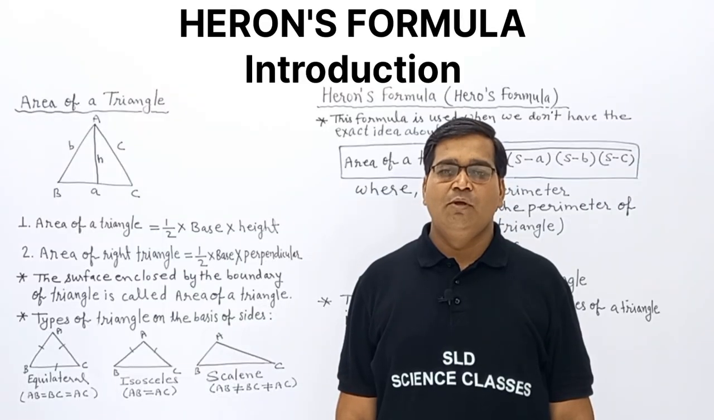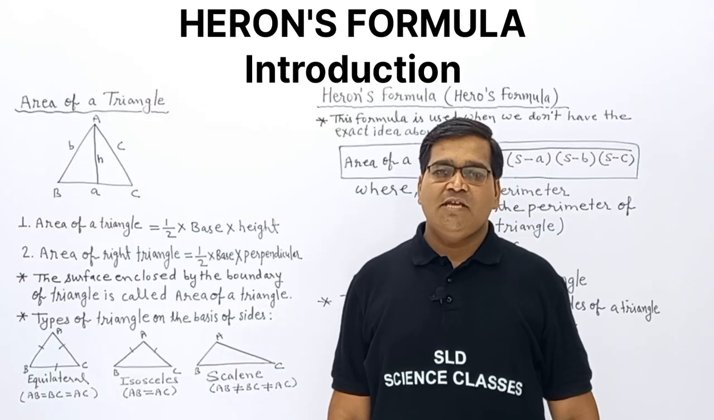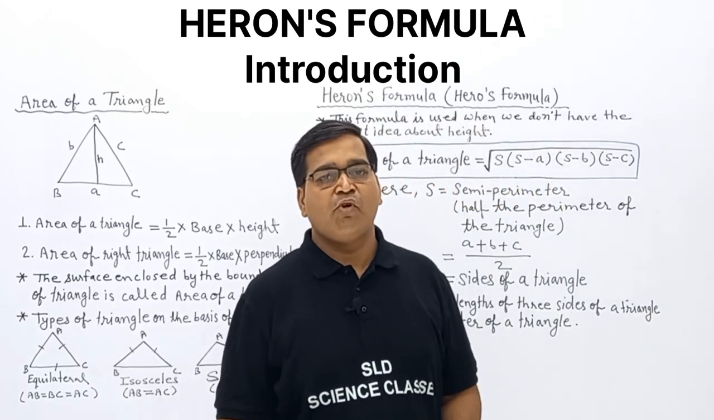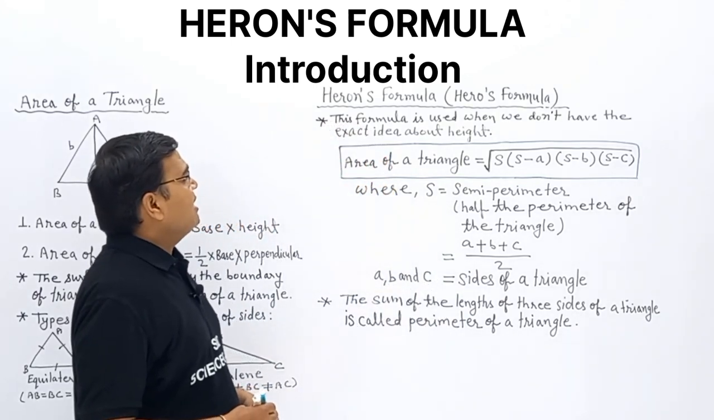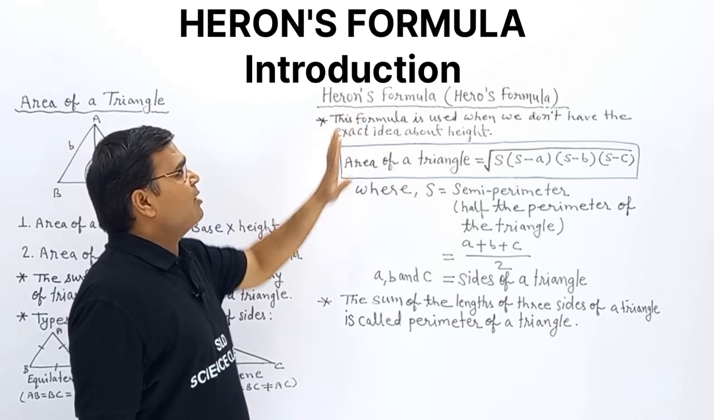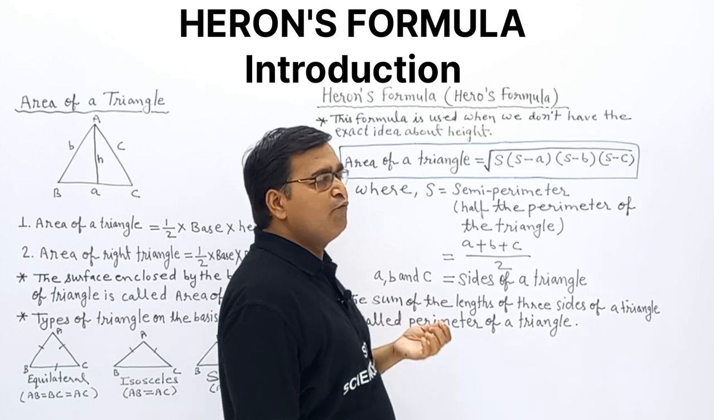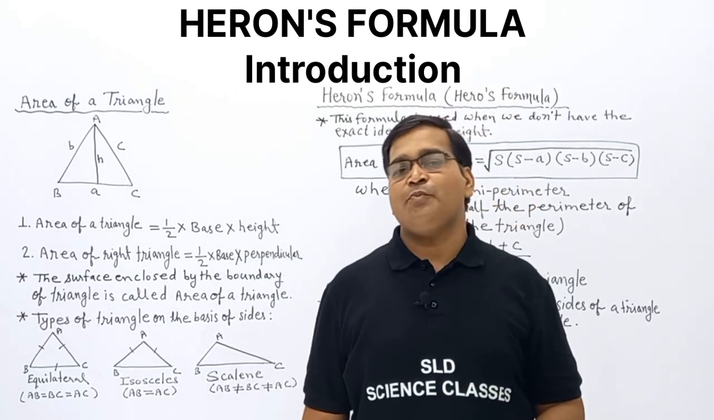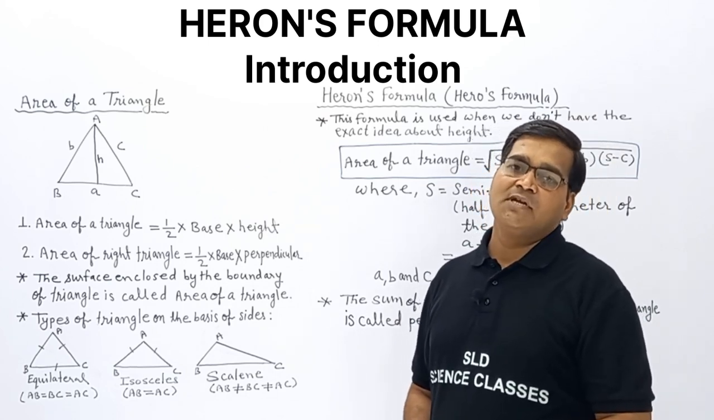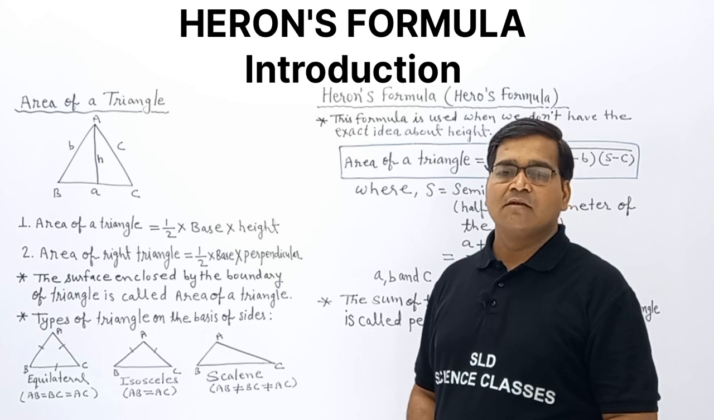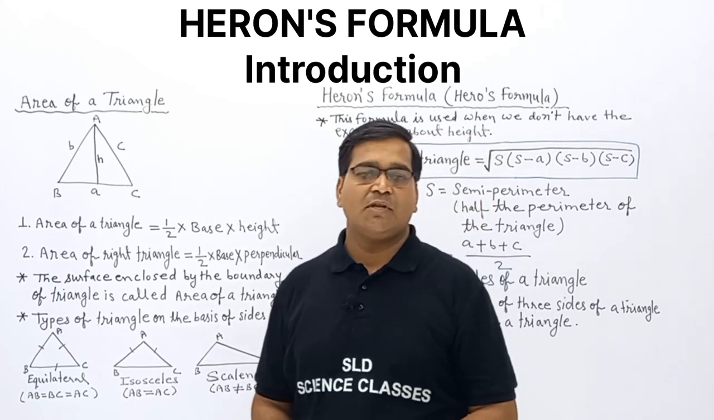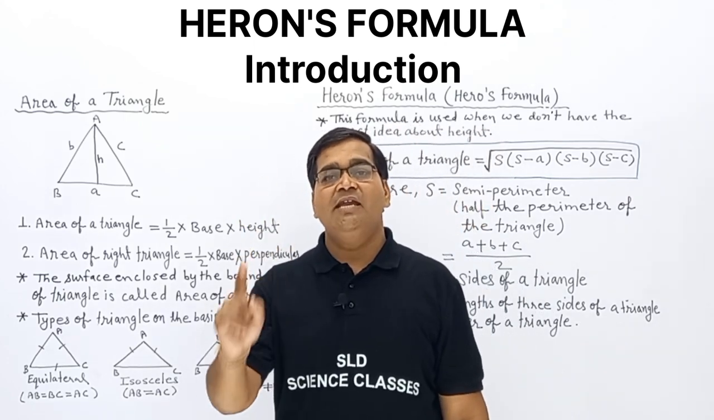In this video, we will discuss chapter 10, Heron's formula. In this chapter, we have one formula, and this formula is used to find the area of a triangle. Clear? So what we want is to find the area of a triangle.